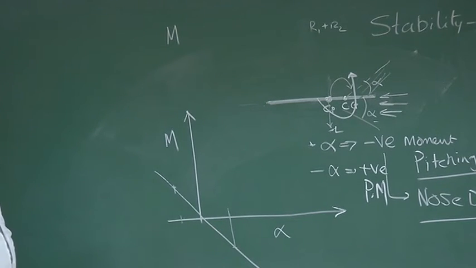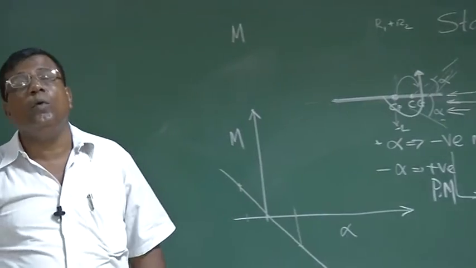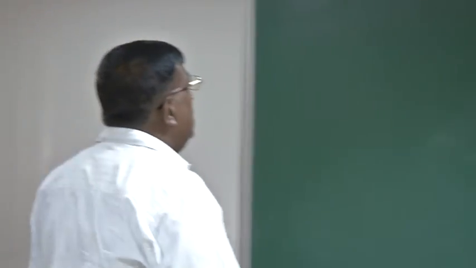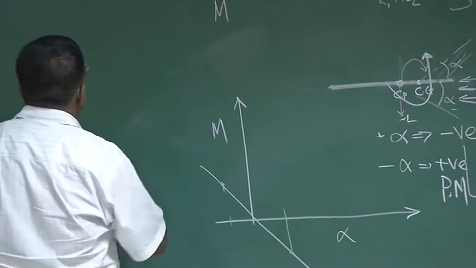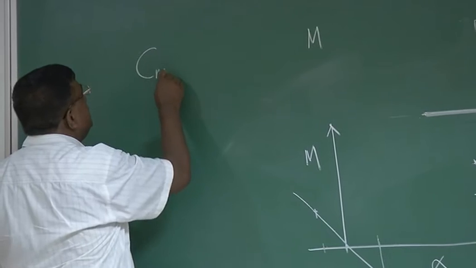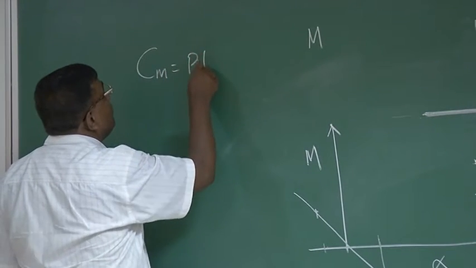But we don't work in terms of moment. We work in terms of a non-dimensional coefficient, that is Cm. Like we don't work in terms of lift, we work in terms of Cl, the lift coefficient. We work in terms of Cd, the drag coefficient. So we will not work in terms of moment, we will work in terms of Cm, which is the pitching moment coefficient.